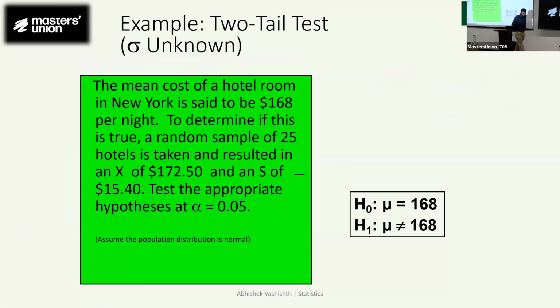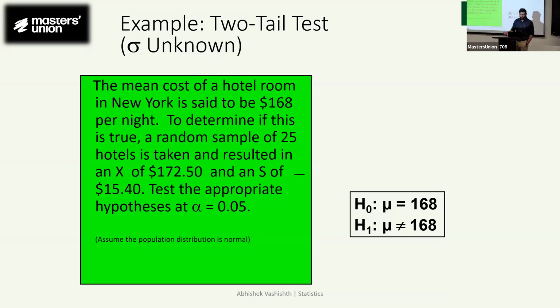The mean cost of a hotel room in New York is said to be $168 per night. अभी बताओ क्या बोला वो? Mean cost of a hotel room in New York is said to be 168. It's not at least 168, not at most 168. Said to be 168 equals to 168. So the hypothesis is mu naught is equals to 168, mu alpha, mu 1, is not equals to 168. ये बन गया है. To determine if this is true, अब ये पता लगाना है कि आपके एक दोस्त ने बोल दिया कि अरे न्यूयॉर्क में तो $168 का होटल है.